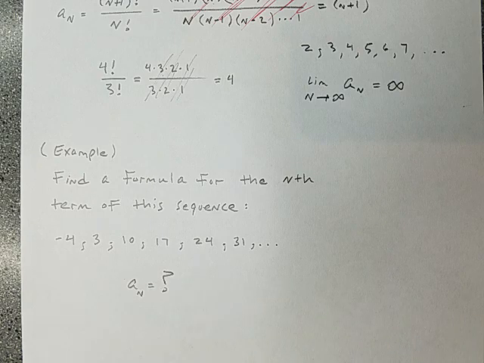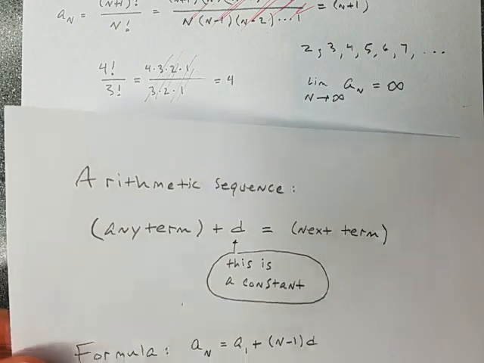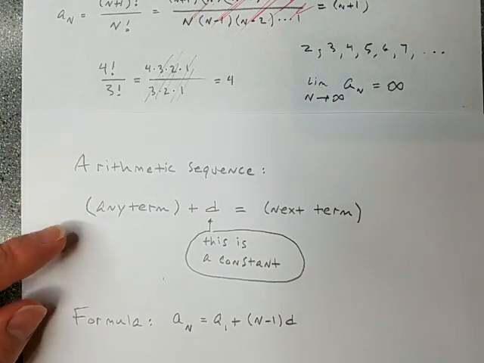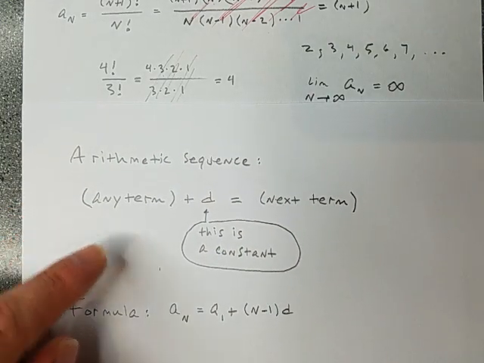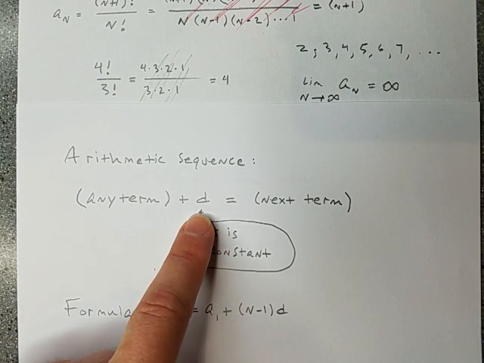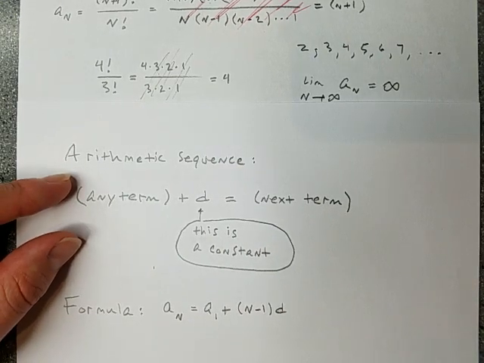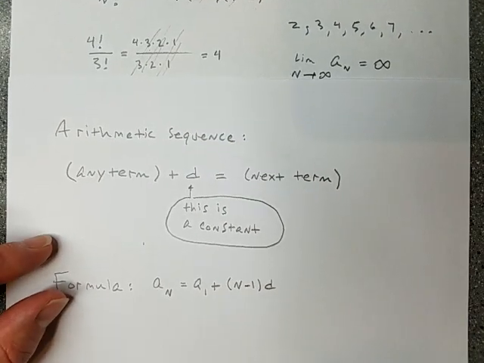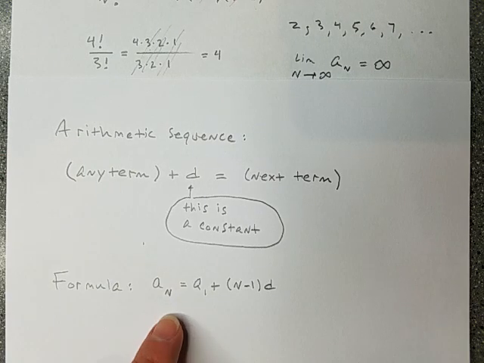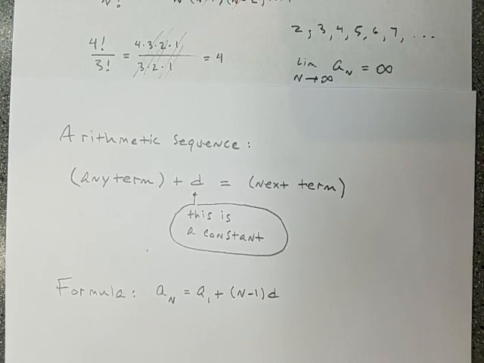All right? Now we might as well learn what that's called when you see that kind of pattern. It's called an arithmetic sequence. Okay? It takes this form. Any term plus some number d, which is fixed. In our case, that number appears to be 7, gives you the next term. That's exactly what we have. The formula to produce that list is that the nth term is the first term plus n minus 1 times d.